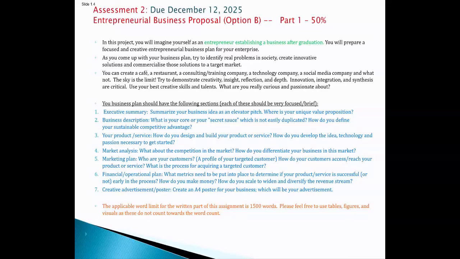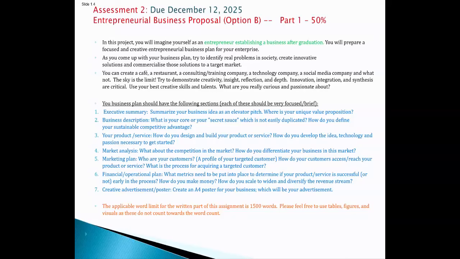So you describe the secret sauce, the core of your business. What is your sustainable competitive advantage, your product and service, the market, the competition, how do you differentiate, your marketing plan, financial and operations plans, all of these. So you need to include evidence for these things. Again, it is very similar to the other one, 1,500 words for the written part, but you also put the actual links and screenshots.